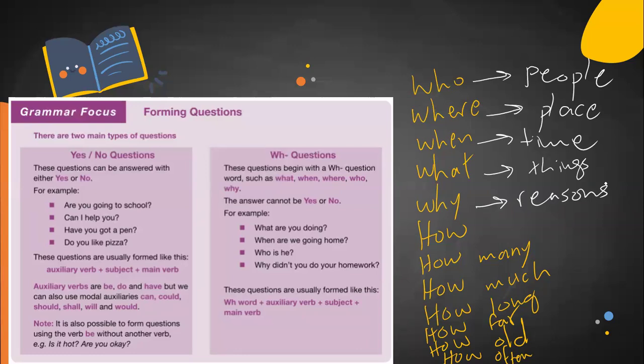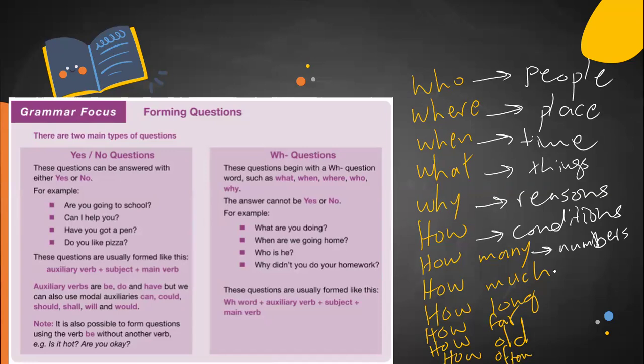How is used to ask about conditions. Like, how are you? I am very well. How many is used to ask about numbers, and we use it with countable nouns. Like, how many brothers and sisters do you have? I have 5 brothers and sisters. Or we may call them siblings. Our brothers and sisters together are called siblings.